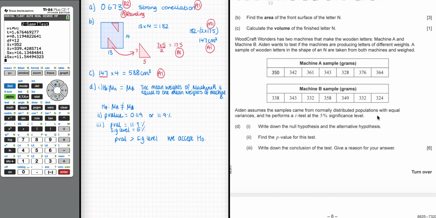For part D, there is 1 mark for each of the hypotheses. There are 2 marks for substituting in and finding the p-value, and then there is a reasoning and an answer mark there at the end, and you needed to get both of those correct. You can't get the answer without the correct reason, and you need the correct reason to get the answer.